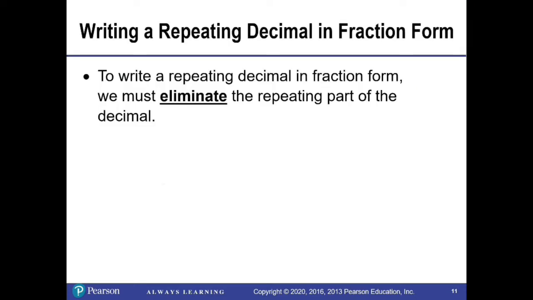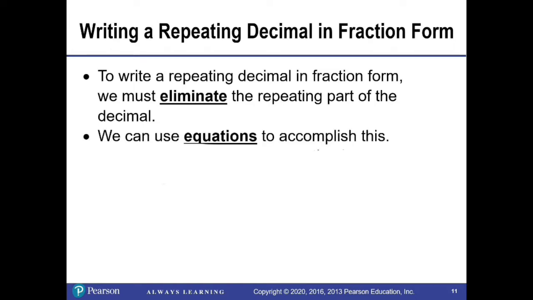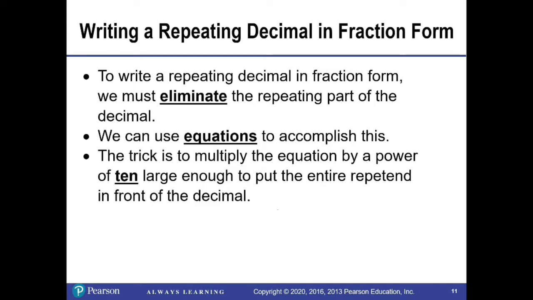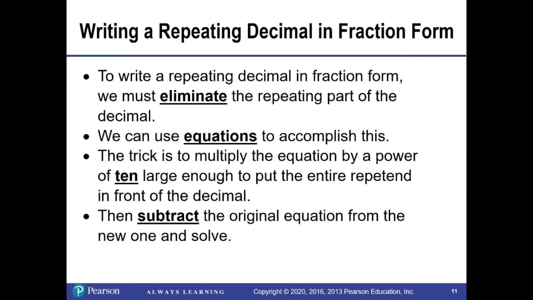To write a repeating decimal in fraction form, we must eliminate the repeating part of the decimal. We use equations to do this. The trick is to multiply our equation by a power of 10 large enough that puts the entire repetend in front of the decimal. So we're going to think about the period of the repetend, and that will tell us what power of 10 to multiply both sides of our equation by. Then we subtract the original equation from our new one, and we solve to get our fraction.